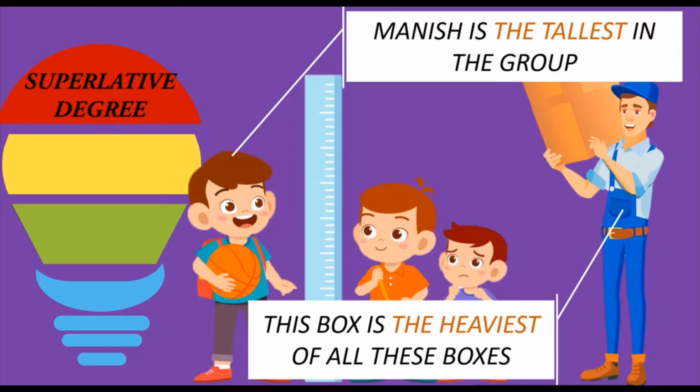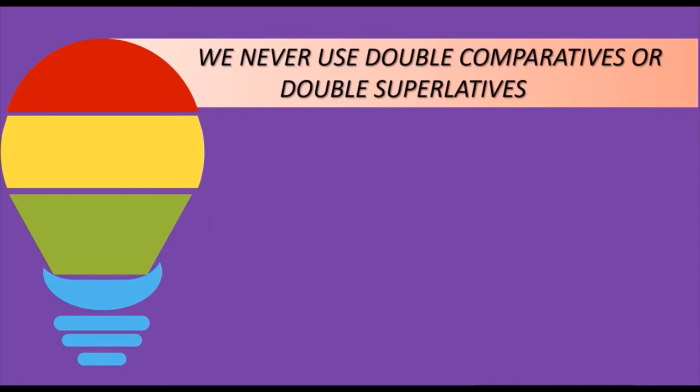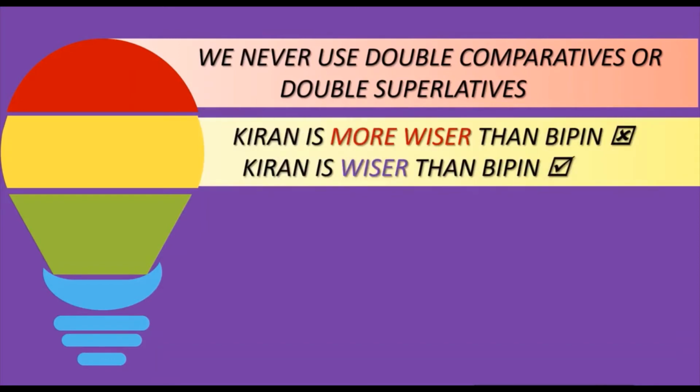So, there are certain mistakes we often make. We never use double comparatives or double superlatives. See in the examples, Kiran is more wiser than Bipin. This is a wrong statement. We should write it as Kiran is wiser than Bipin.